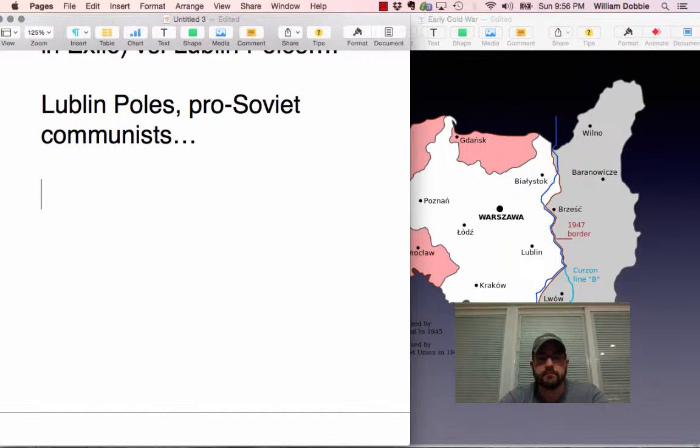Also out of Yalta, in addition to promising free elections in Poland, Stalin will promise to offer free elections throughout the rest of Eastern Europe. What a guy.